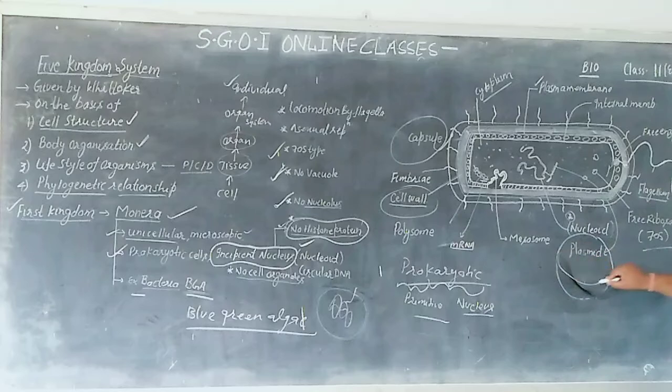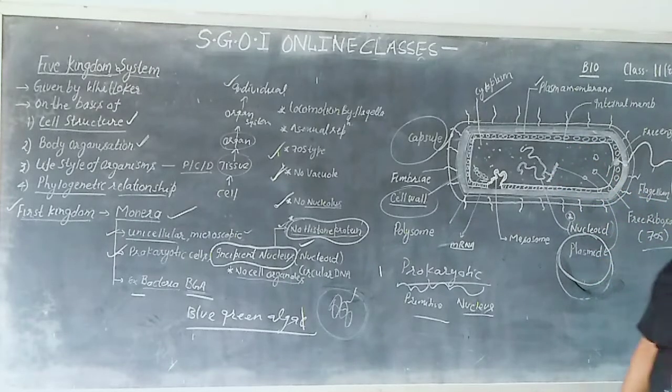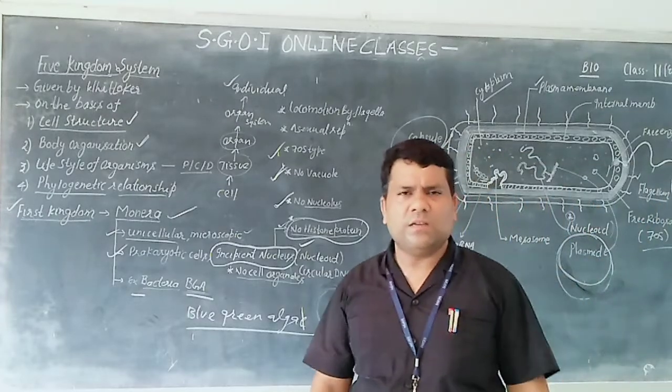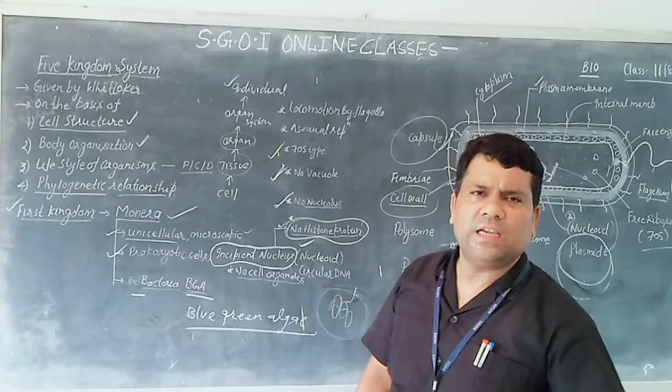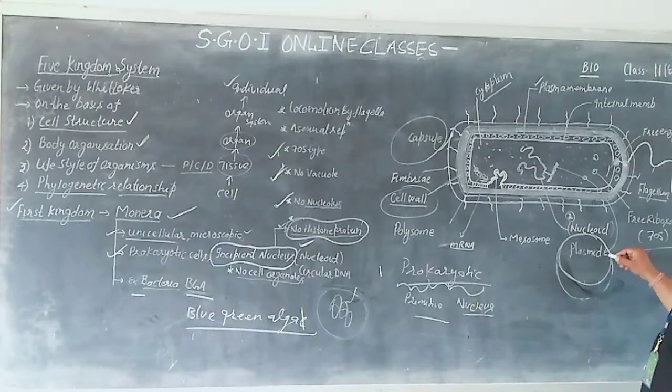This is a very important point. This is the plasmid. It is a type of genetic material that is separate from the main genetic material. What is a plasmid? Plasmids are extra-chromosomal genetic material. When a plasmid is integrated with the DNA, it is called an episome. So these are plasmids, and they play a very important role in biotechnology.